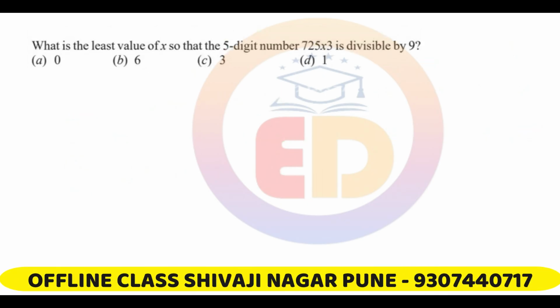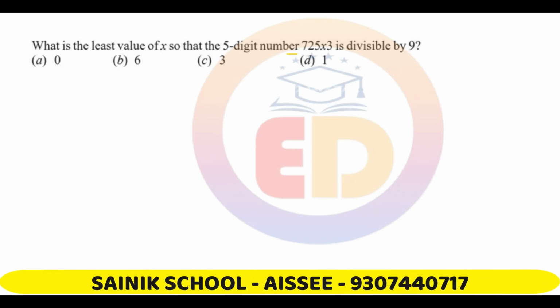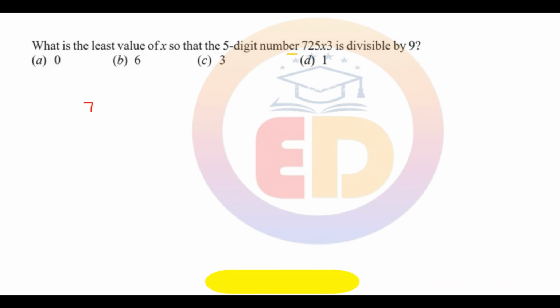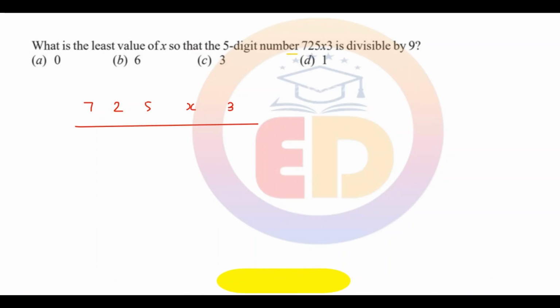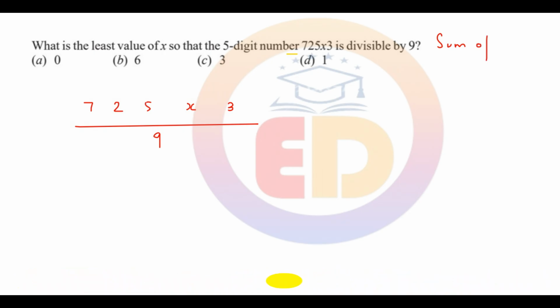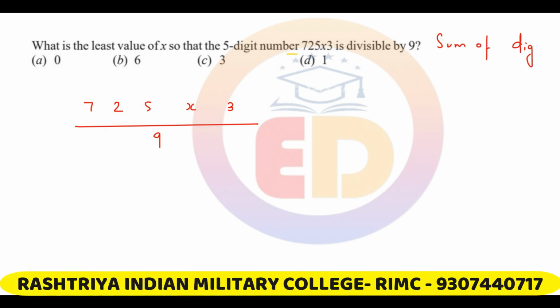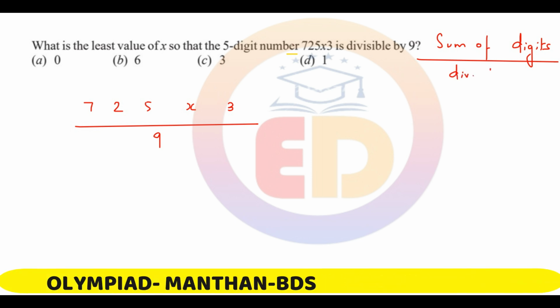The question says, what is the least value of x so that the 5-digit number 7, 2, 5, x and 3 is divisible by 9. So the divisibility rule of 9 is the sum of the digits should be divisible by 9. If in a number the sum of the digits is divisible by 9, then the complete number is divisible by 9.